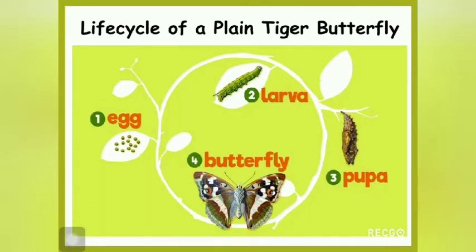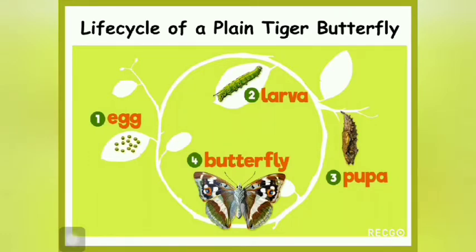In 2 or 3 days, it molts a second time. In this way, it molts 4 times. It remains in the caterpillar stage for 10 to 12 days. After the 4th molt, the caterpillar goes into the next stage. This is the pupa stage.